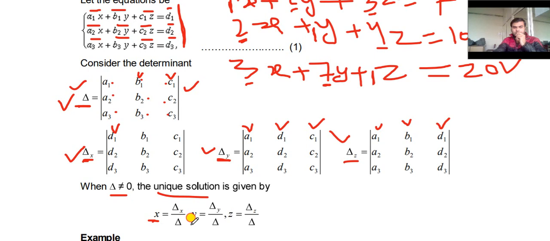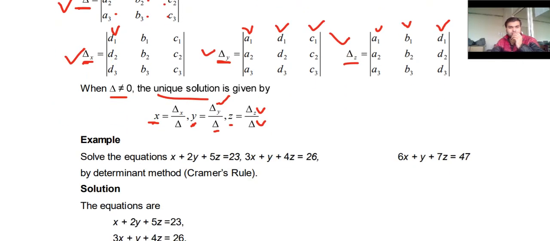Similarly, the values of y and z can be calculated by the formulas given on your screen. y is equal to delta y upon delta and z is equal to delta z upon delta. After using these three formulas, you can get the values of x, y and z. Now we will see a numerical problem based on Cramer's rule to find the values of x, y and z.